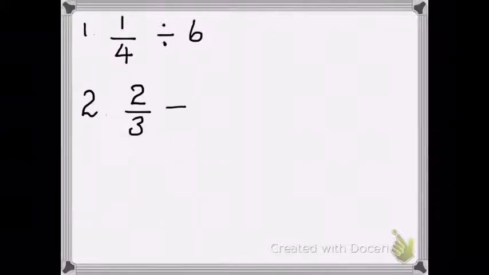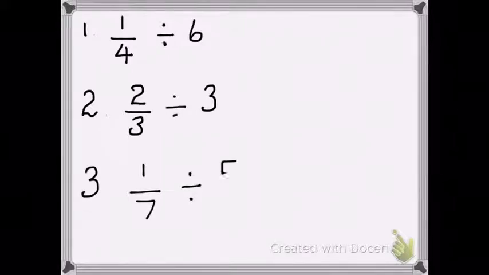First one: 1/4 divided by 6. Number 2: we could have 2/3 divided by 3. And last, we could have 1/7 divided by 5.